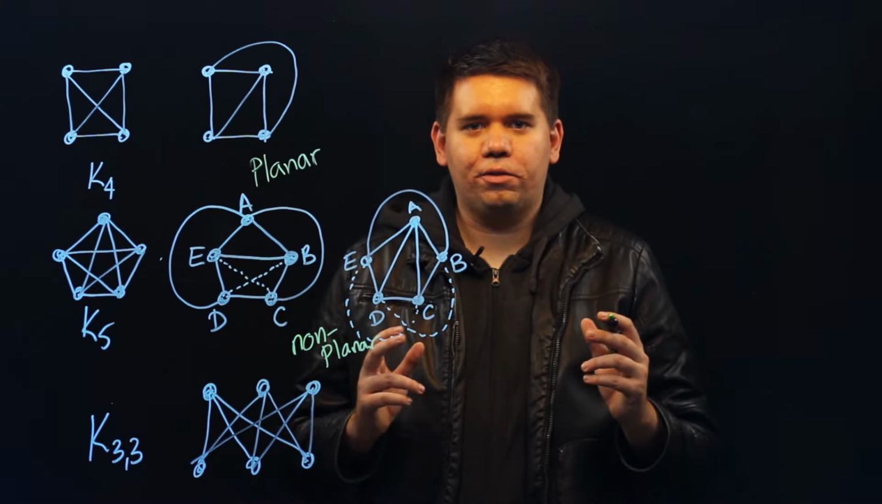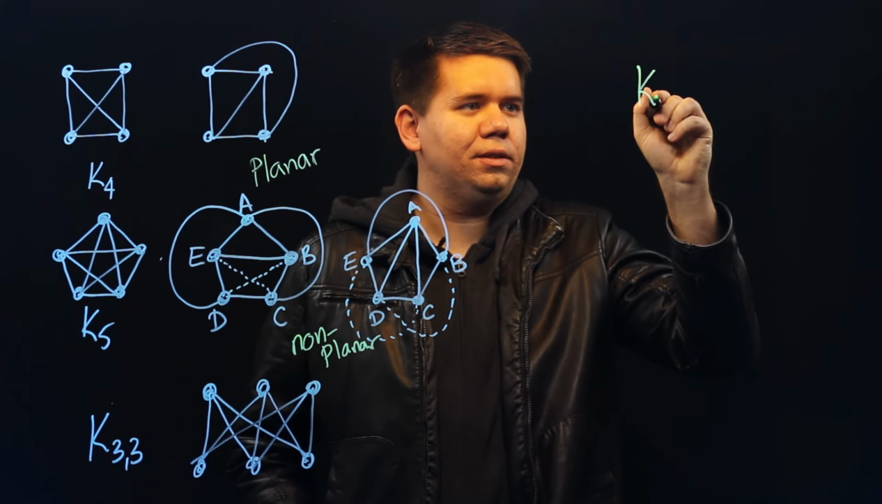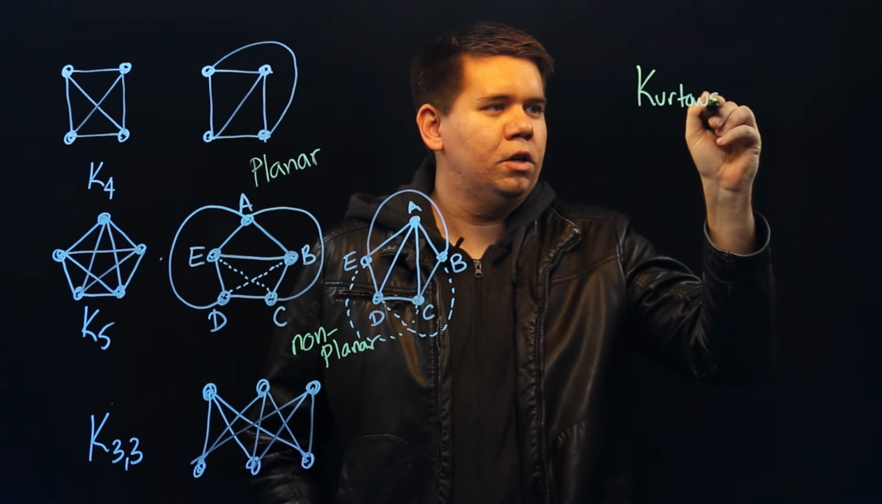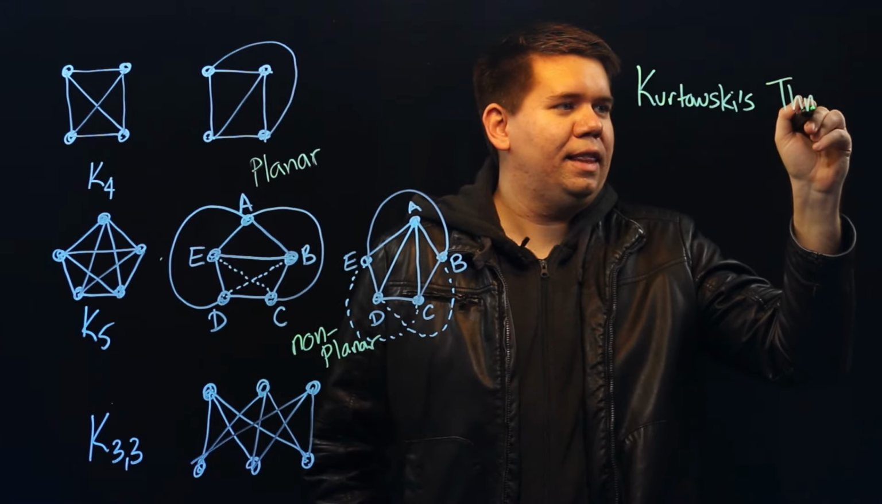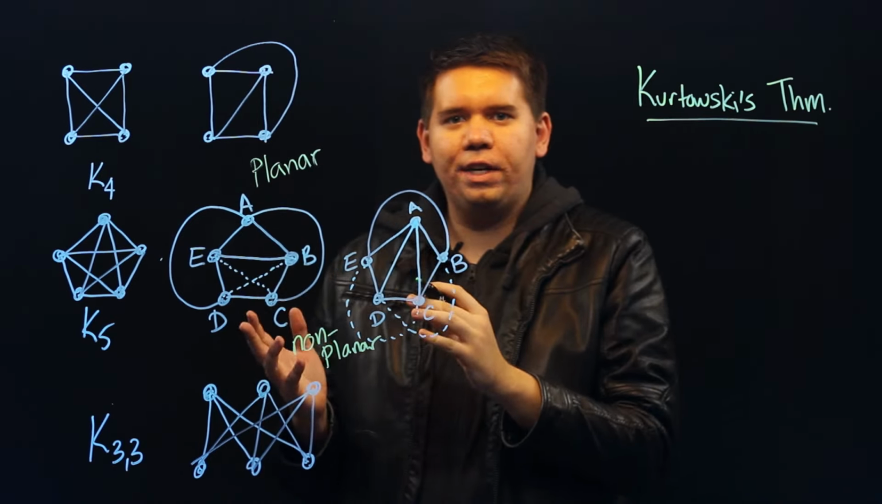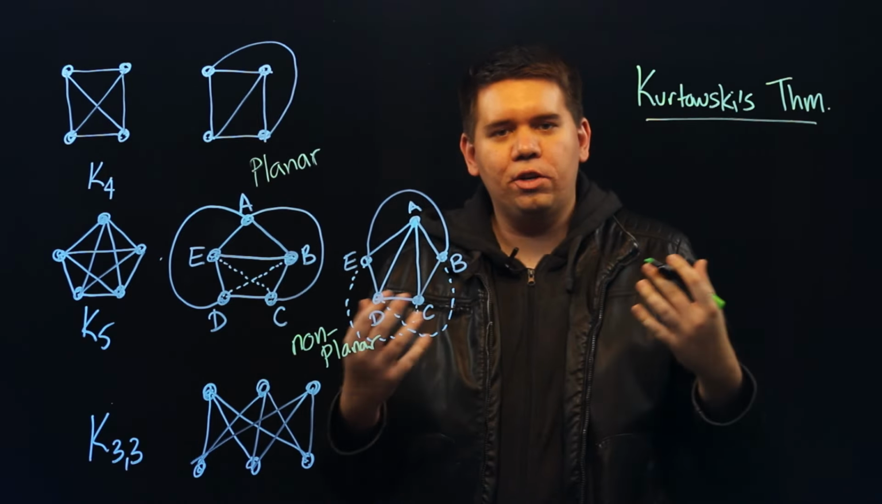There's a wonderful result of graph theory called Kuratowski's theorem, proven in 1930, that shows that K5 and K33 are the canonical examples of what can go wrong.